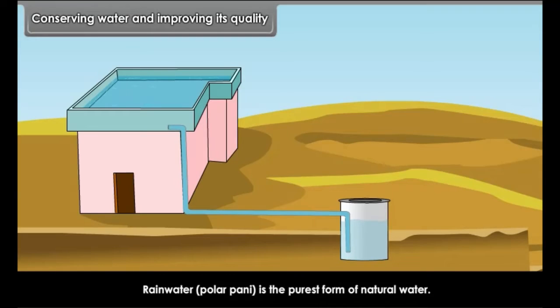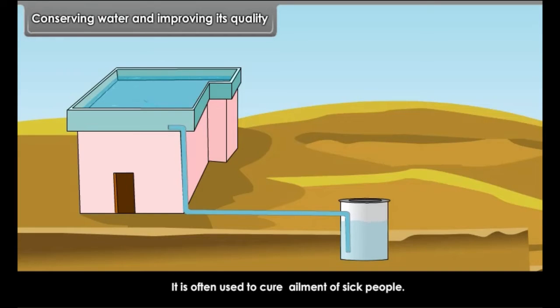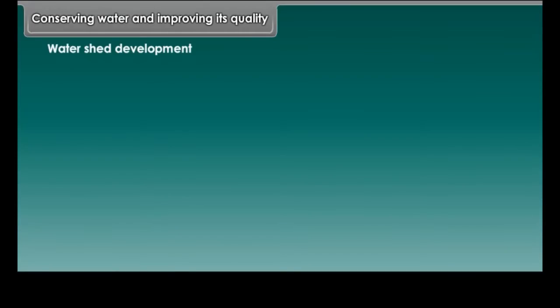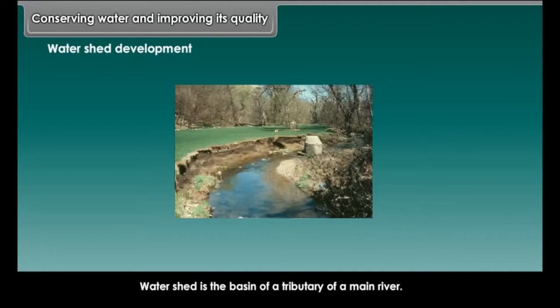Rainwater, paalar paani, is the purest form of natural water. It is often used to cure ailments of sick people. Many houses are built near the tank to keep the house or rooms cool in summer. Watershed development. Watershed is the basin of a tributary of a main river.